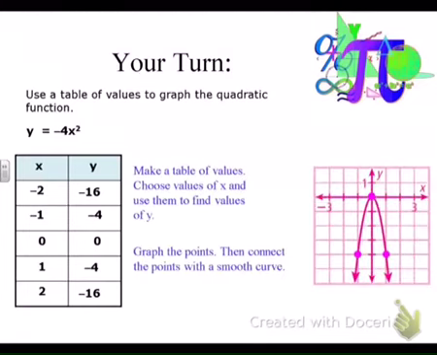And notice this one has a negative number. It opens downward, which is what we expected to happen, because negative people are frowning, right? They're sad, they're negative. And this is a 4, and notice how narrow the graph is. So when it was 1/3, when it was a smaller number, the graph was really wide, and when it was a larger number, the graph got more narrow.